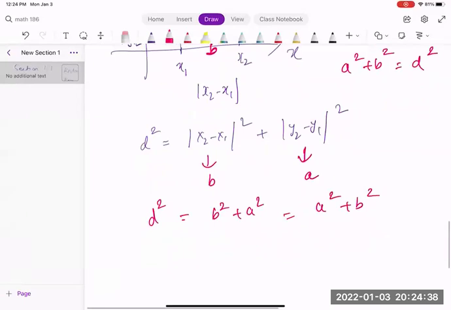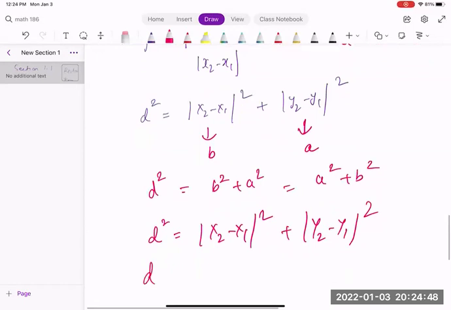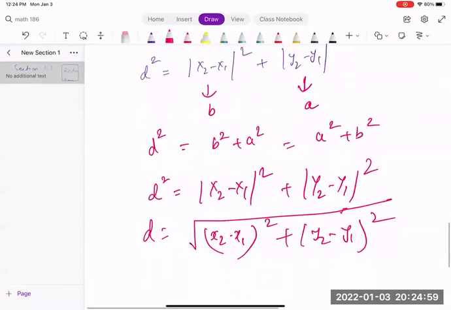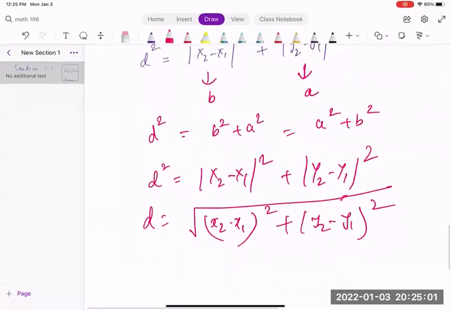So now your D square equals x2 minus x1 square plus y2 minus y1 square, and your D is now equal to the square root of x2 minus x1 squared plus y2 minus y1 squared. Since this is a square, if it's negative, it's going to square up and you would get a positive number in there.